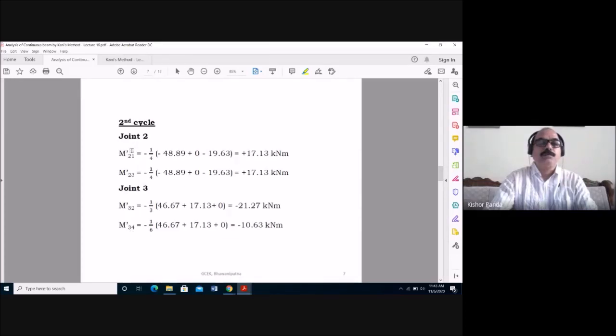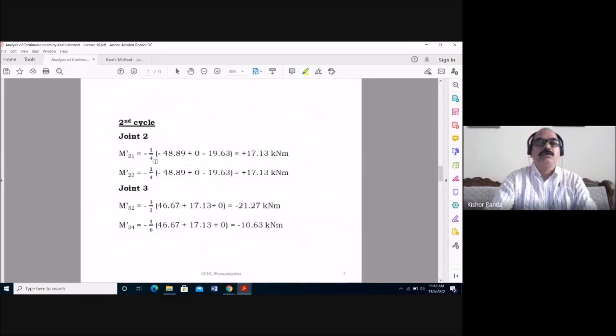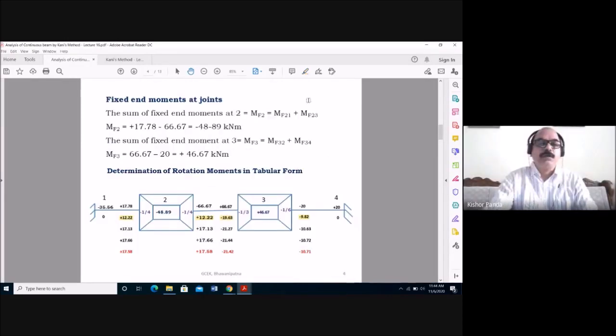So you have to go to joint 2. At joint 2, similarly you have to find out m dash 21 once again, m dash 21 and m dash 23. When we consider m dash 21, you have to take the rotation factor into the fixed end moment of joint 2 plus the sum of the far end rotation moment. When taking the sum of the far end rotation moment, this side is 0 and on this side you have the far end rotation moment minus 19.63. So cycle 2: minus 1 by 4 into minus 48.89 plus 0 minus 19.63. So here you got 17.13 kilonewton meter. You got this value again.